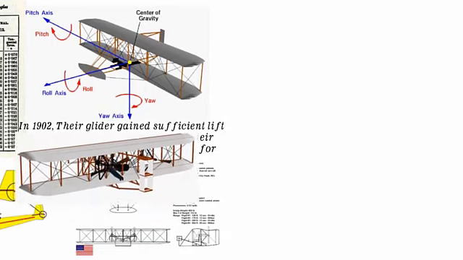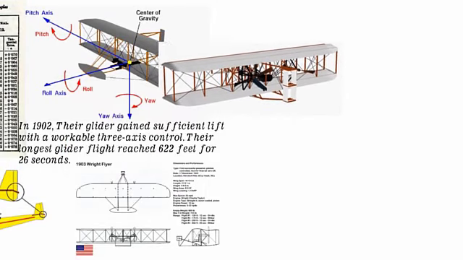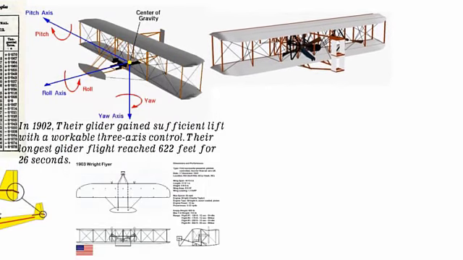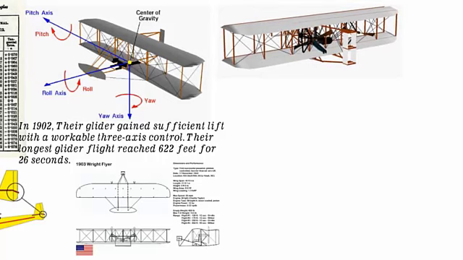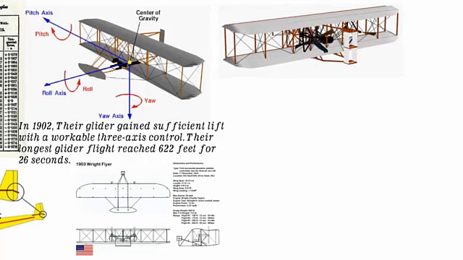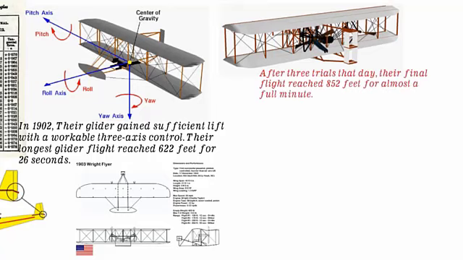7 months later, they made history, developing a motorized version of their glider, the Wright Flyer 1. It reached 120 feet for 12 seconds on its first flight. After 3 trials that day, their final flight reached 852 feet for almost a full minute.